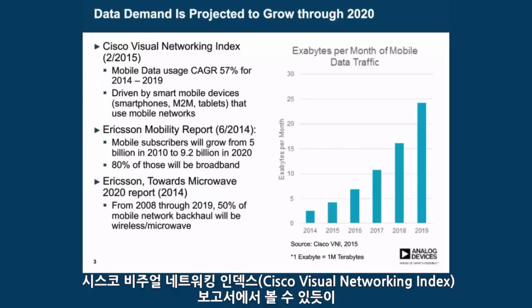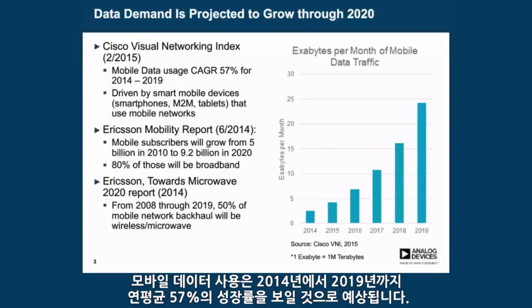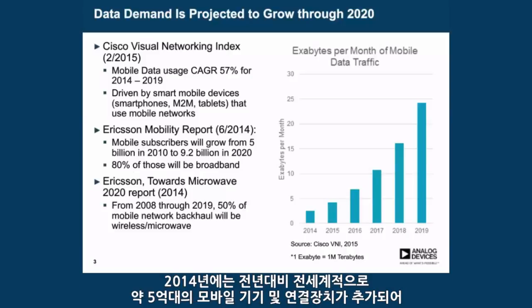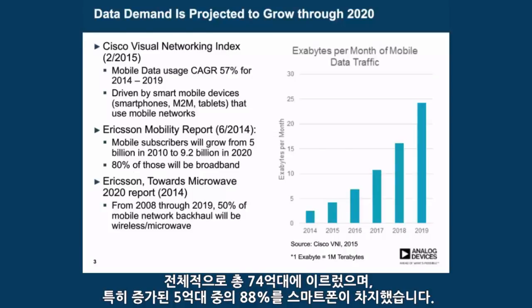As shown here from the Cisco Visual Networking Index report last year, they predict mobile data usage will have a compound annual growth rate of 57% from 2014 to 2019. The main driver in this mobile data increase is the use of smart mobile devices that access these mobile networks. In 2014, almost 500 million mobile devices and connections were added from the previous year, totaling 7.4 billion devices and connections globally. And of that 500 million growth, 88% were specifically smartphone additions.